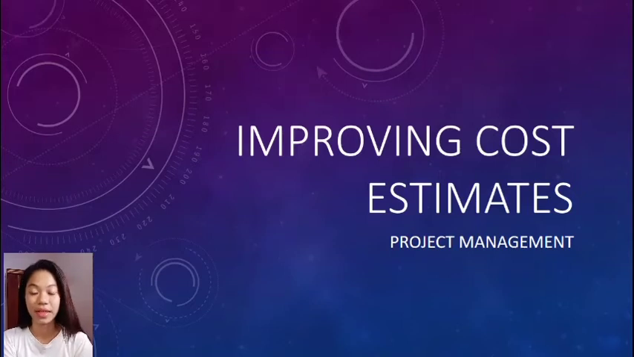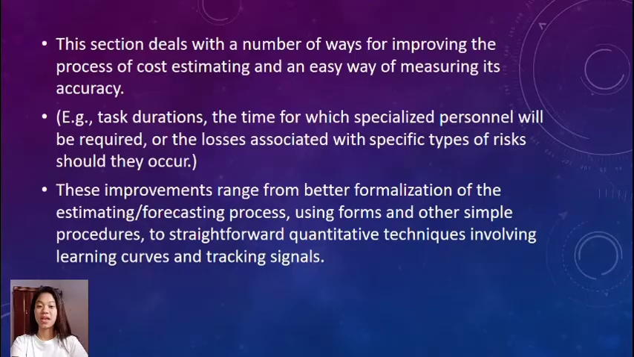Hi, good day everyone. I am here to discuss Chapter 4.3 of Project Management, which is Improving Cost Estimates. This section deals with a number of ways for improving the process of cost estimating and an easy way of measuring its accuracy. These improvements are not restricted to cost estimates, but can be applied to almost all of the areas in project management that call for estimating or forecasting any aspect of a project that is measured numerically.